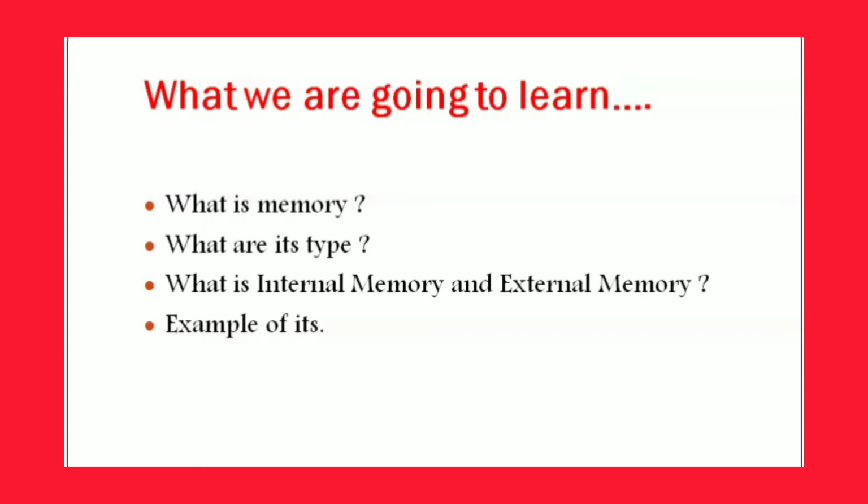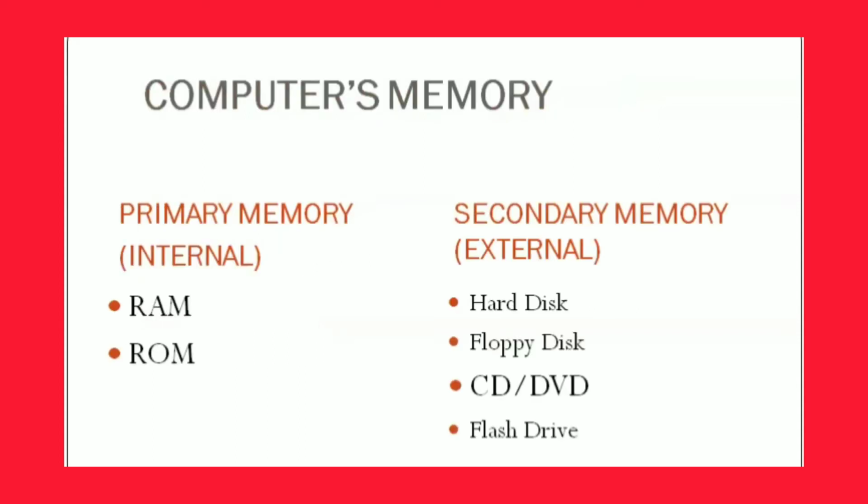We can divide the memory of the computer into two parts, that is the primary memory and the secondary memory. So first we are going to see what is the primary memory and secondary memory. Primary memory is also called the internal memory and secondary memory is also called the external memory.